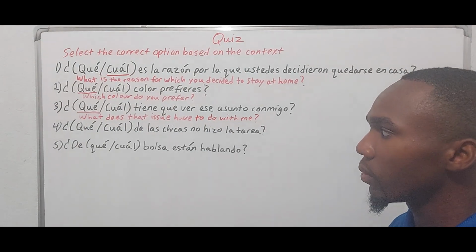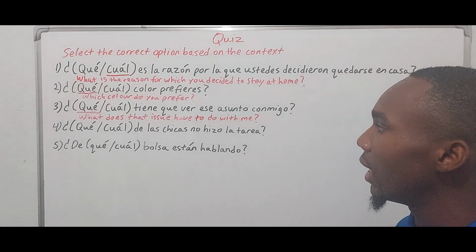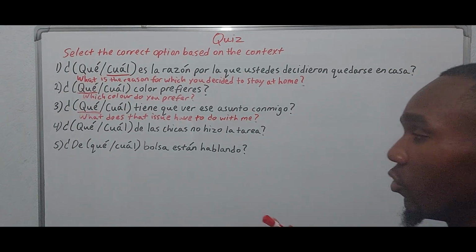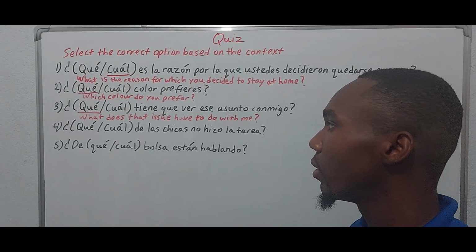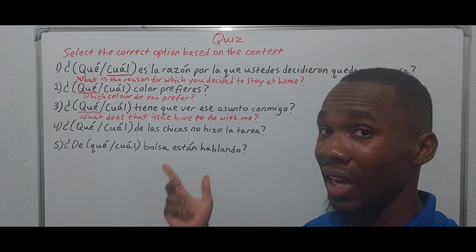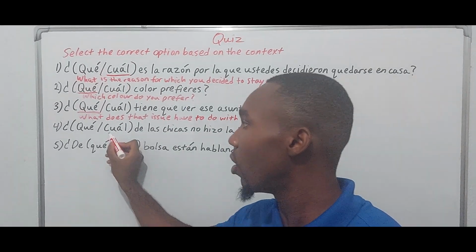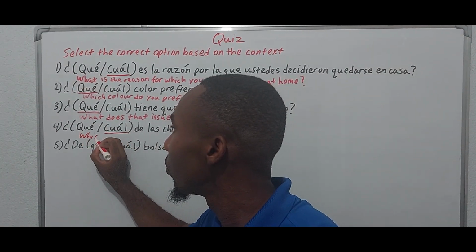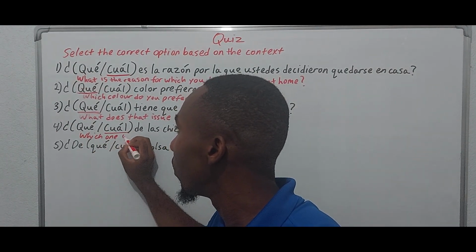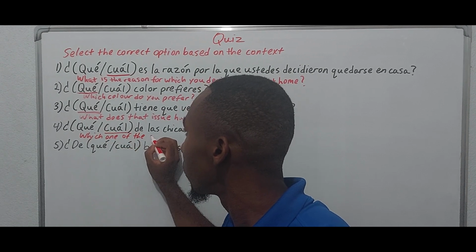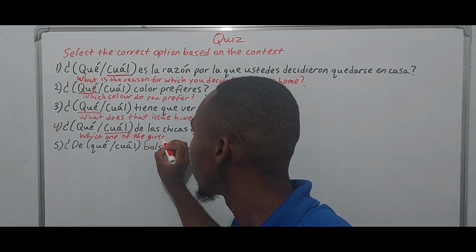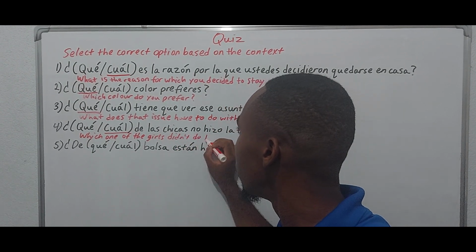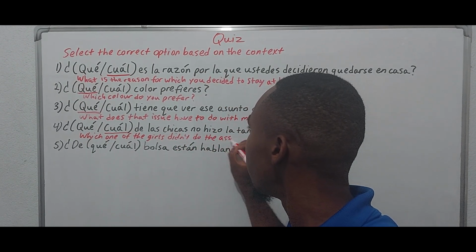Número 4. ¿Qué o cuál de las chicas no hizo la tarea? This is easy, because remember, we have choices, right? And we have the preposition de. So that's obviously going to be cuál. Which one of the girls didn't do the assignment?